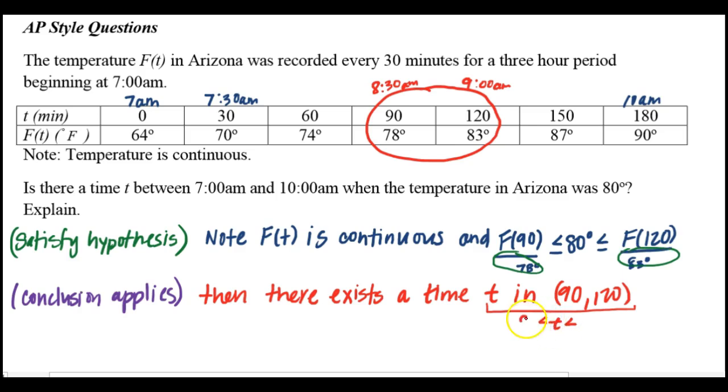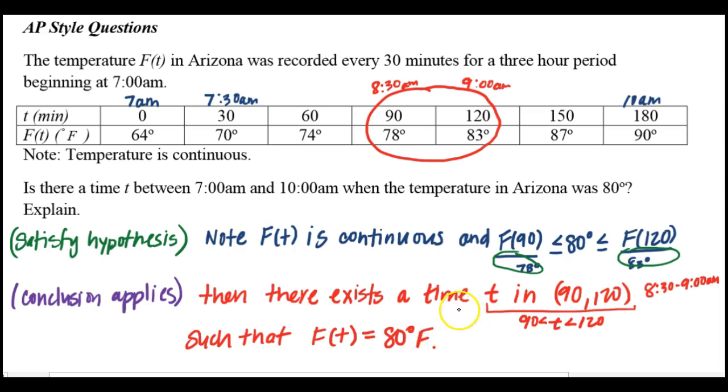There exists some time t between 90 and 120. Or you could even say there exists a time t between 8:30 a.m. and 9 a.m. I just want to make it clear that there are a lot of different ways to write this, and there exists a time t in this specific time interval. So yes, it definitely happens between 7 and 10, but we can be more specific. It happens between 8:30 a.m. and 9 a.m. So there exists a time t between 8:30 and 9 a.m. such that f of t, the function, the temperature, is 80 degrees Fahrenheit.